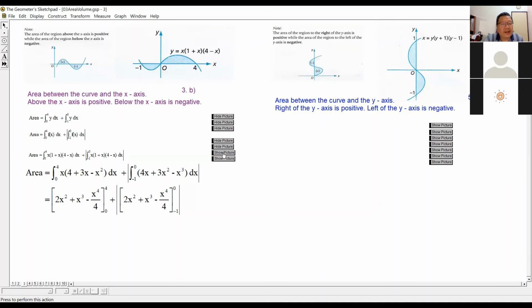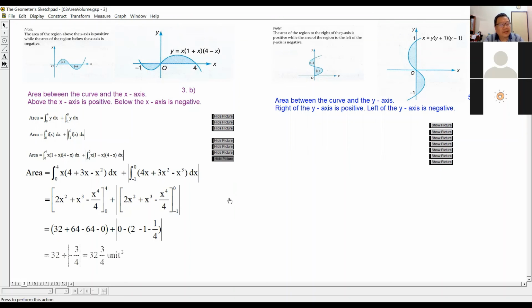Now substitute in the values. The absolute value sign is still there. In the front one, I substitute in 4, and I get 32, 64, 64. Substitute in 0, all will be 0, so I just write 0. Then the integral behind: you substitute 0, everything will be 0. Then minus the bracket, substitute in -1. So it will be like this.